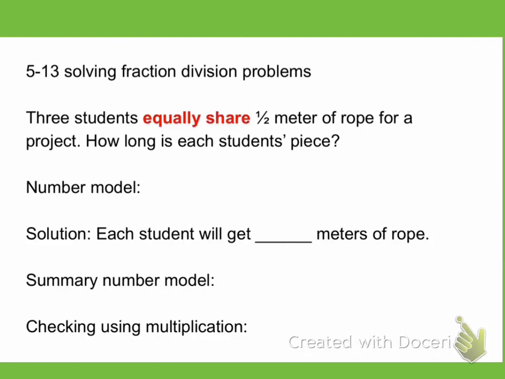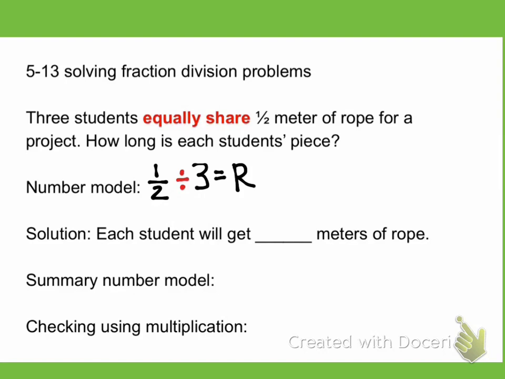So the thing that's being divided goes first. That's 1/2 meter. Equally share means to divide. And how many are we dividing it amongst? 3 kids, 3 students. And it's a number model, so it ends with a letter. I'll put R for rope.